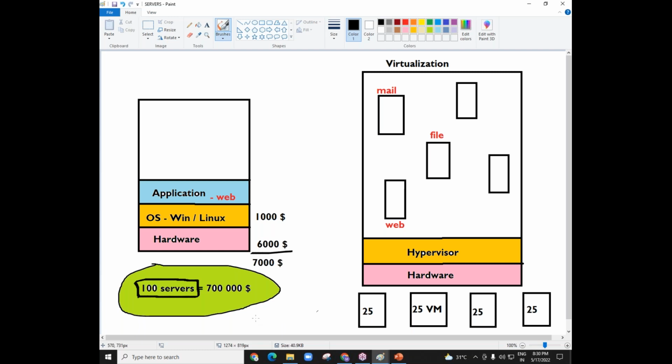Now, on one server, how much money have they spent? On one server, according to the calculation we did yesterday, they are spending $7,000 on hardware and on operating system. $7,000. That means on 100 servers, how much money do they need to spend? This much money. You know how much is this in Indian rupees? It is a huge amount. It is more than 5 crore Indian rupees.